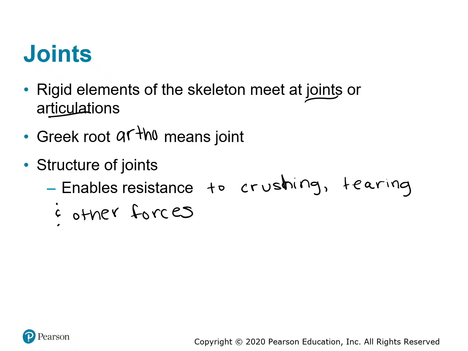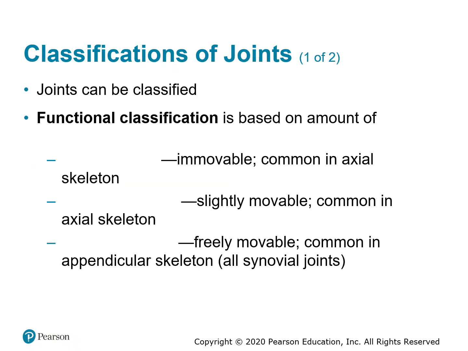This is anatomy, so a lot of what we do is classification. So one of the ways that we can classify joints is based on their function or their structure. Functional classification is based on the amount of movement seen in the joint.